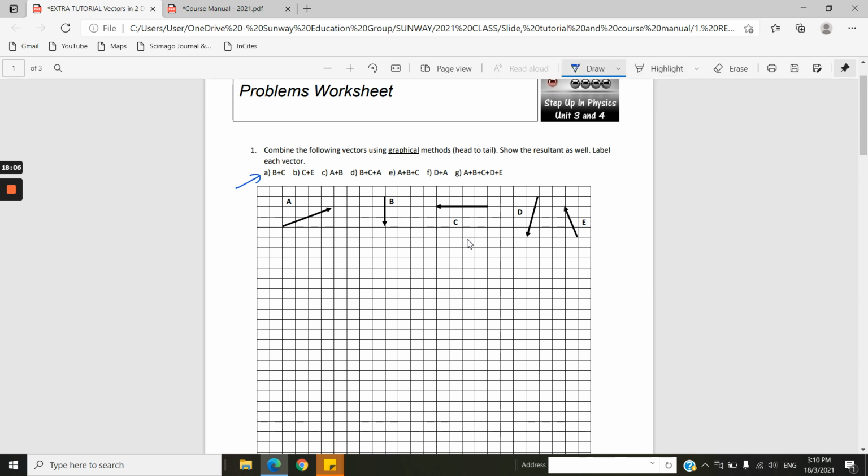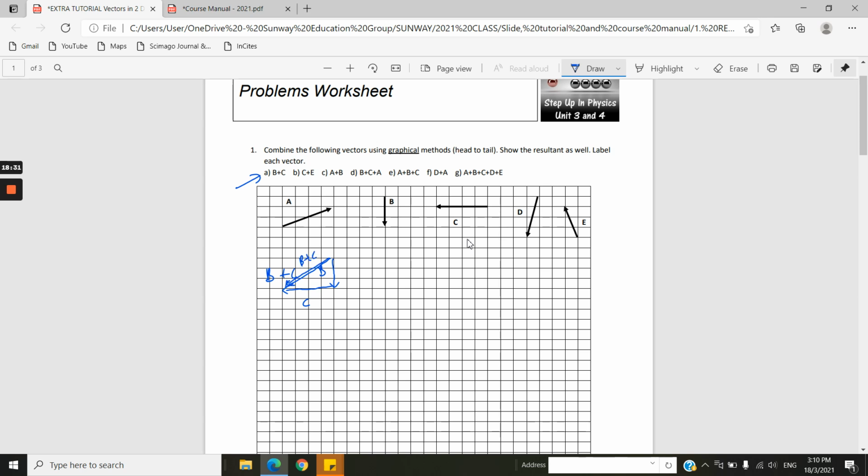So I give you an example of how to do number 1, B plus C. So you take vector B plus C. So B first plus C. So B is going down, plus C is going right. So triangle method. You can use the parallelogram method also, doesn't matter. You can use the triangle method. So this is the resultant force of B plus C.